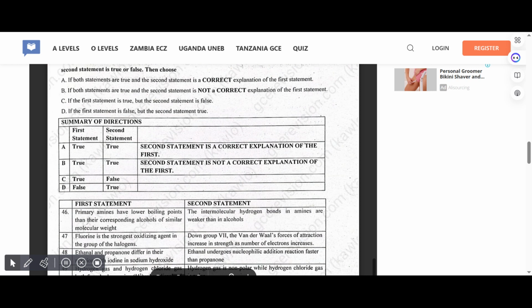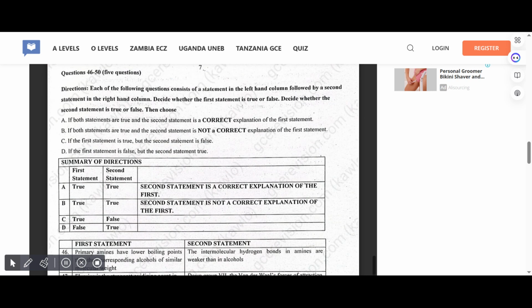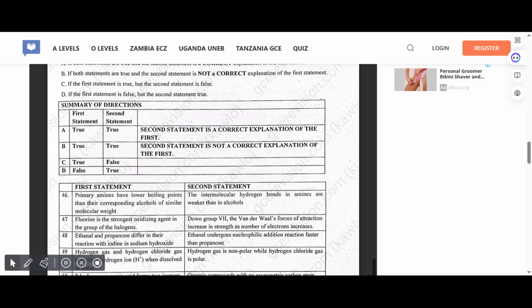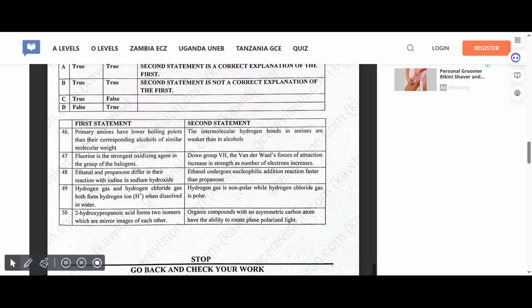So for 46, you are going to choose whether it is false or true. So they have said directions. Each of the following questions consists of a statement in the left-hand column followed by a second statement in the right-hand column. Decide whether the first statement is true or false. Decide whether the second statement is true or false, then choose. So I'm going to just give you the answers to avoid reading all of this. The answer for 46 is A.